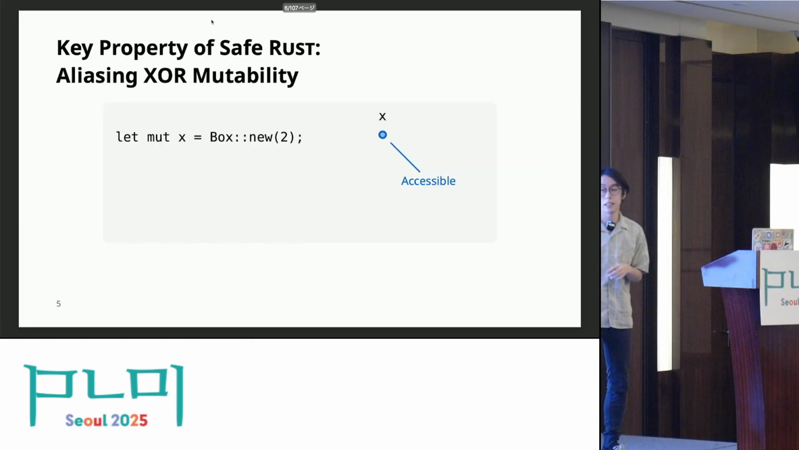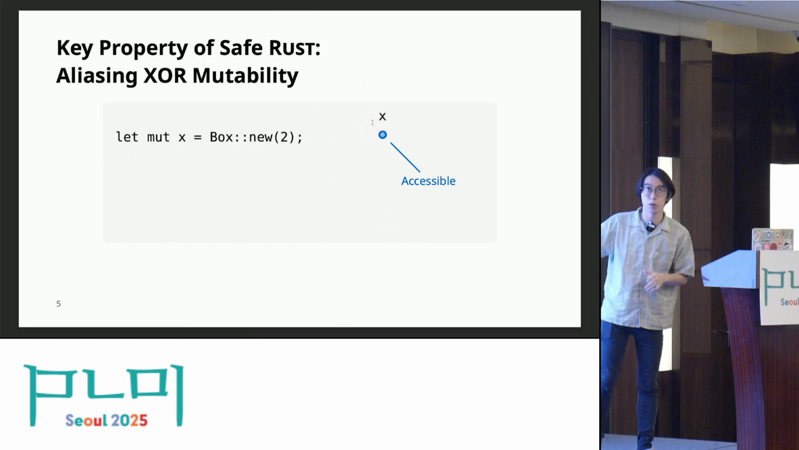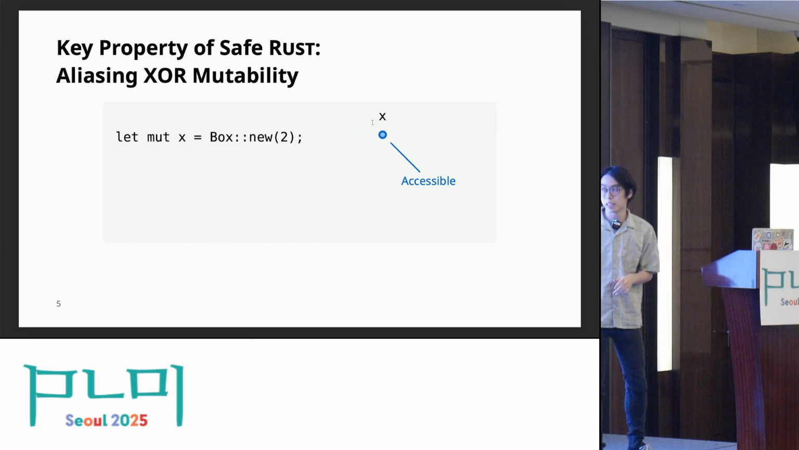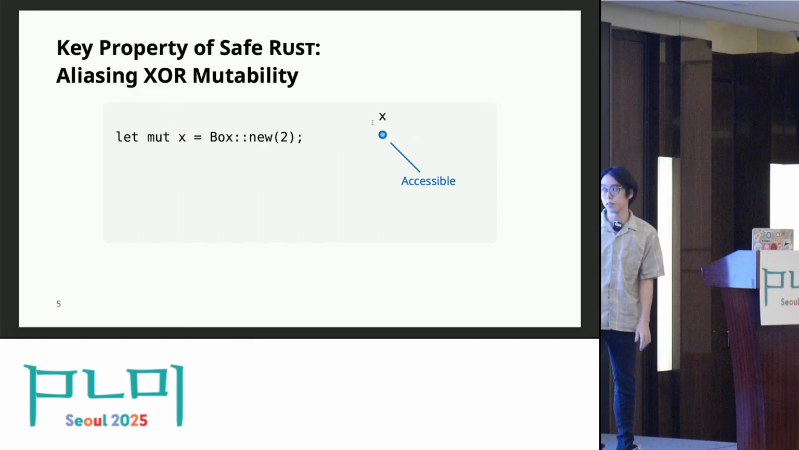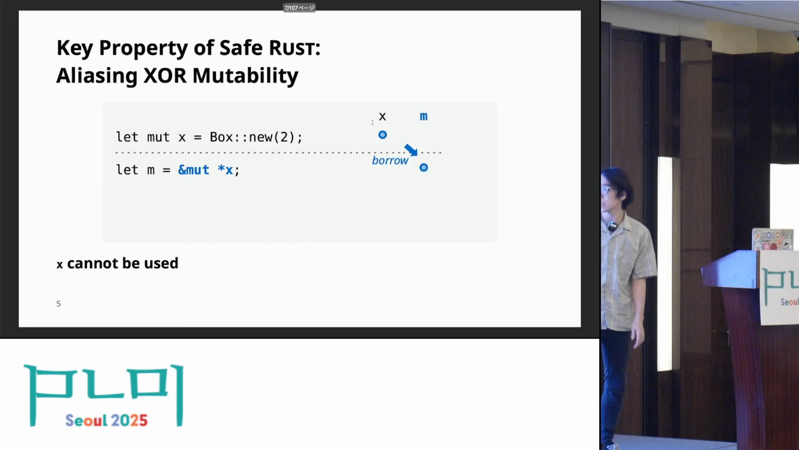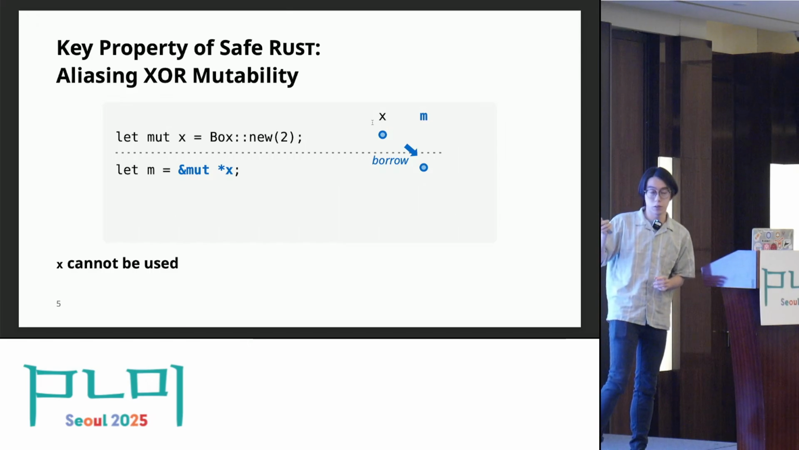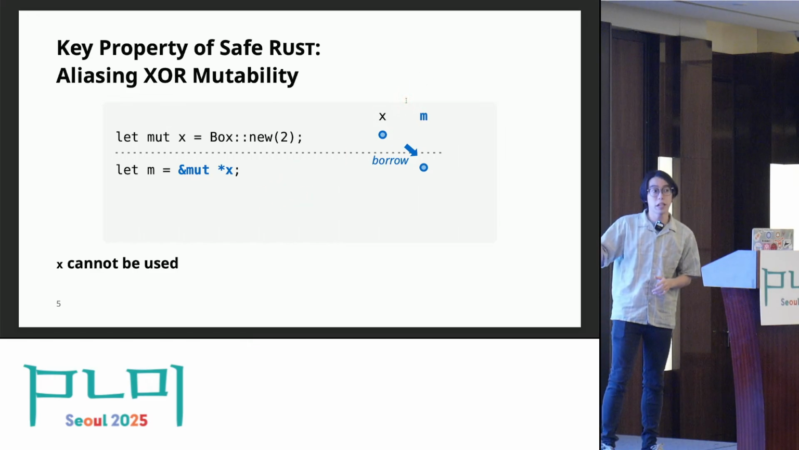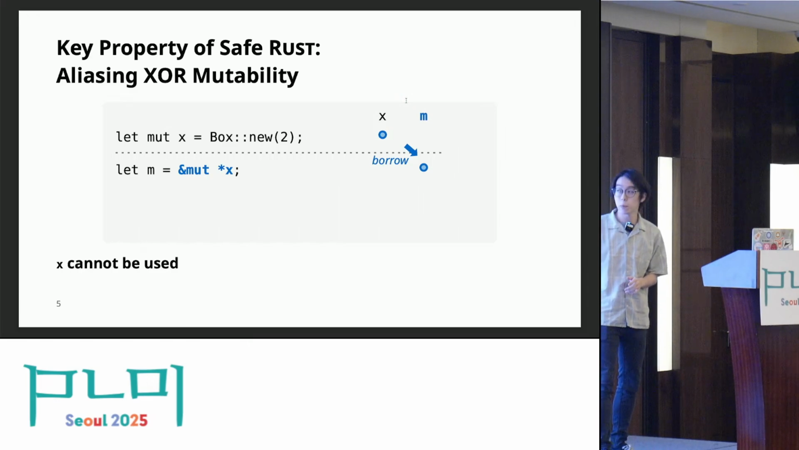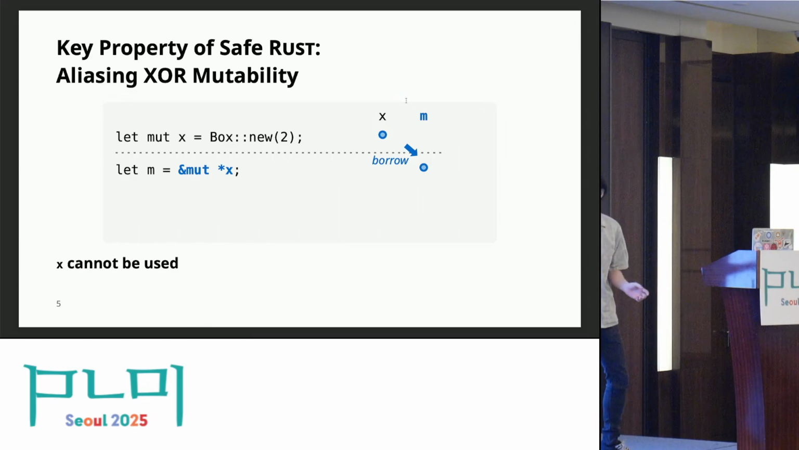I will illustrate that using an example, and this blue circle shows that the variable is accessible. In this first line, a new memory location is allocated by a Box::new call, whose content is the integer 2, and it is bound to variable x. In the next line, we make a new mutable reference to the content of x, and it is bound to a variable m. Here, you can see that permission is temporarily transferred from x to m. This is what we call mutable borrow.